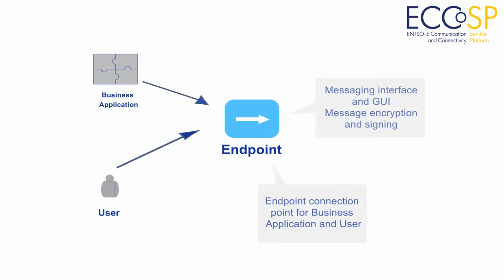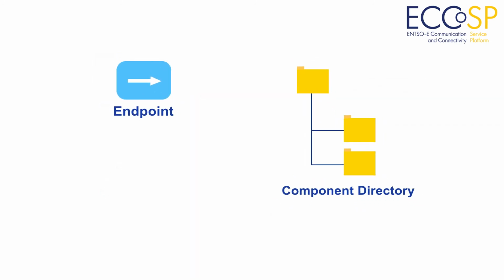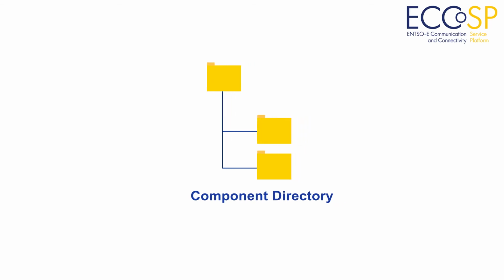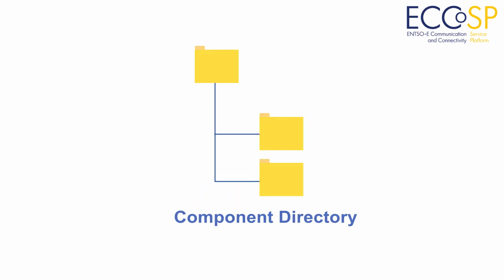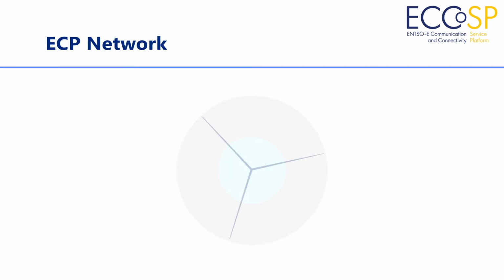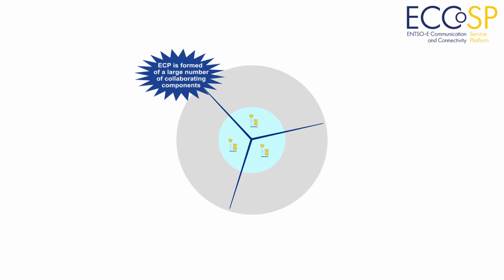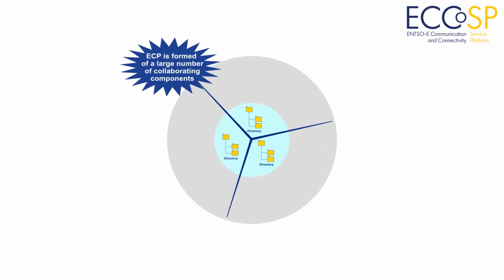The component directory serves as a registry of an ECP network, managing the information about all connected ECP components, endpoints, brokers, and other component directories. Components use the component directory to look up addressing and security information about other components. The ECP network itself is a collaboration of a large number of components with the component directories in the center.